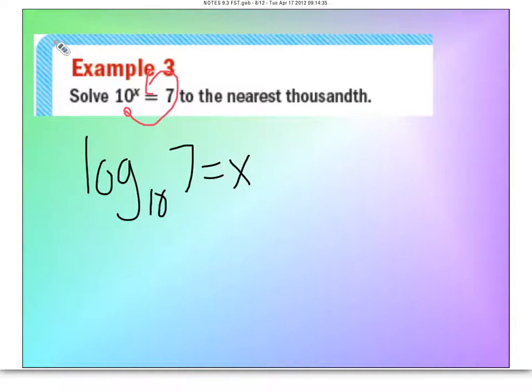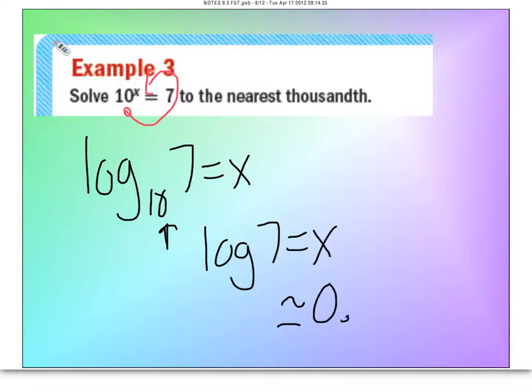Now, remember, typically they don't write this little 10 here. This is really just log of 7 equals x. And that's just the button on our calculator. So hit the log and hit 7, and you're going to get that this answer is approximately 0.8451.